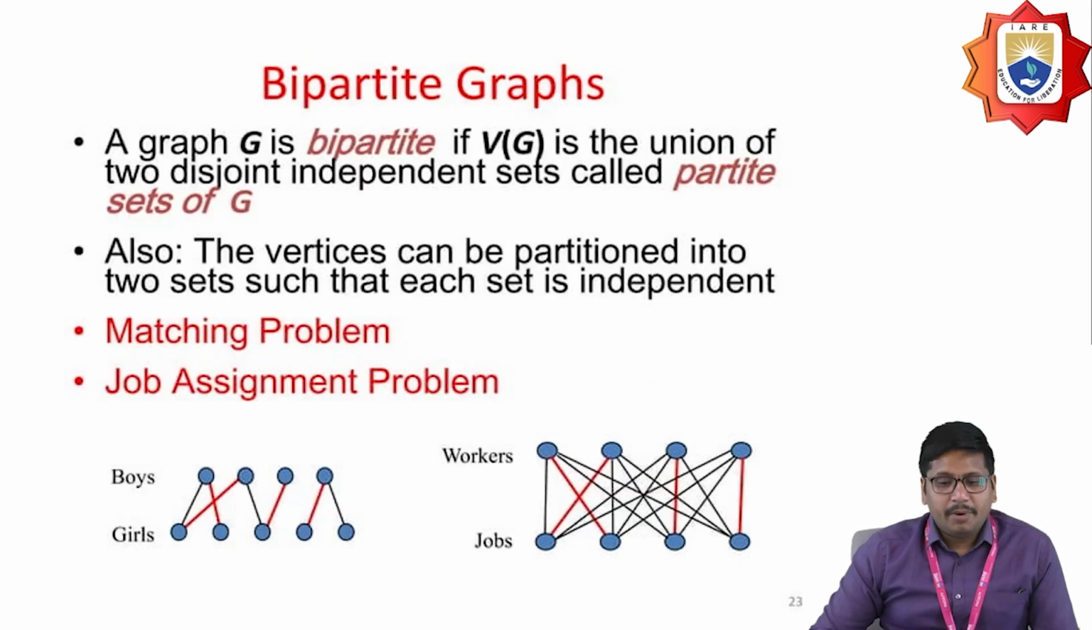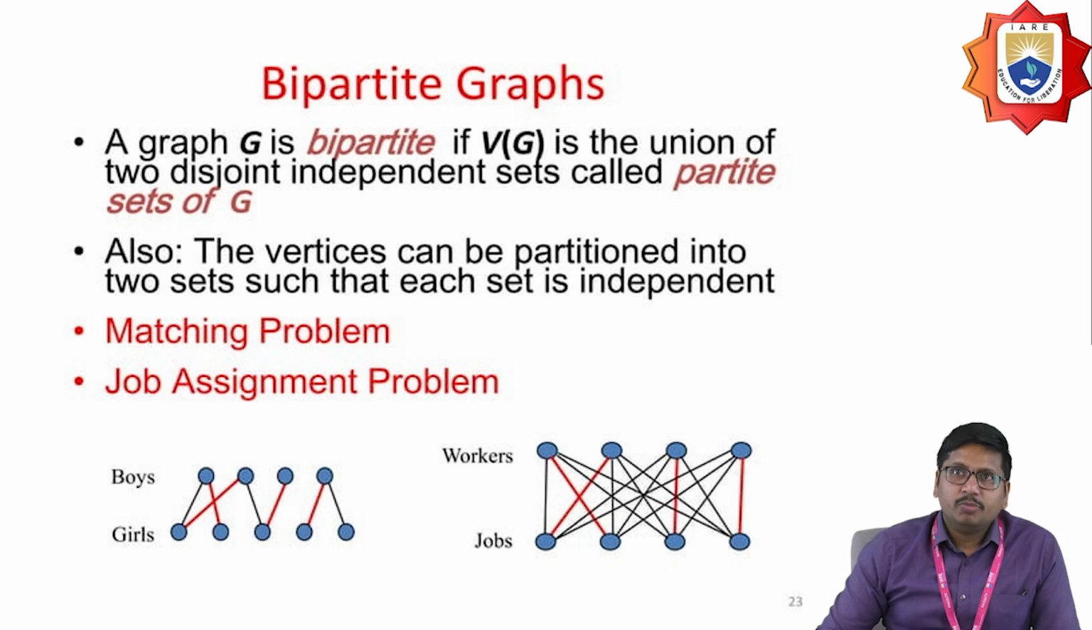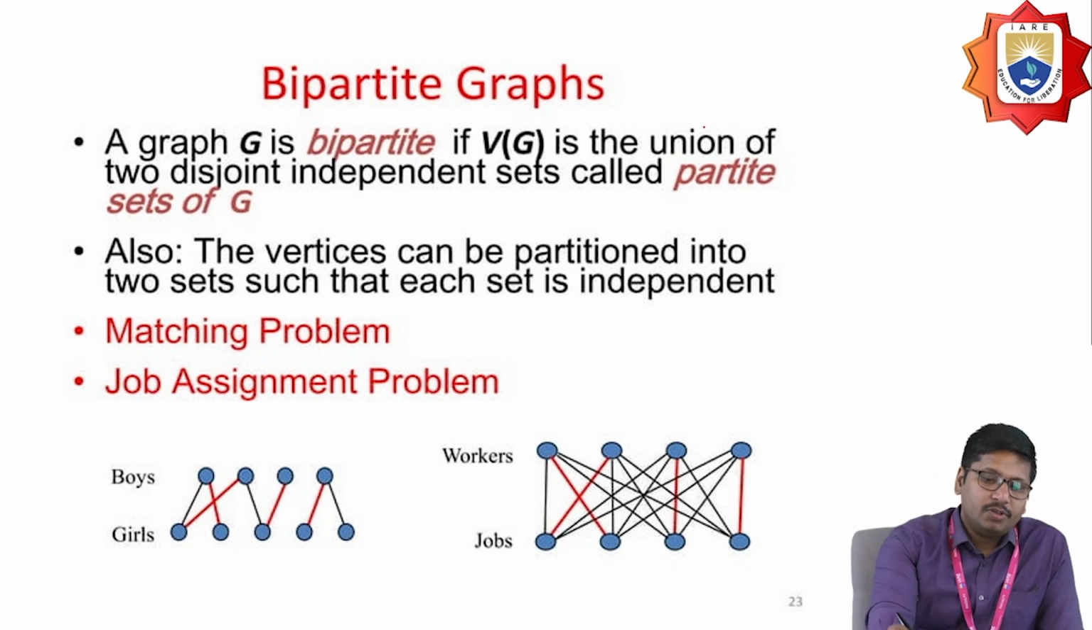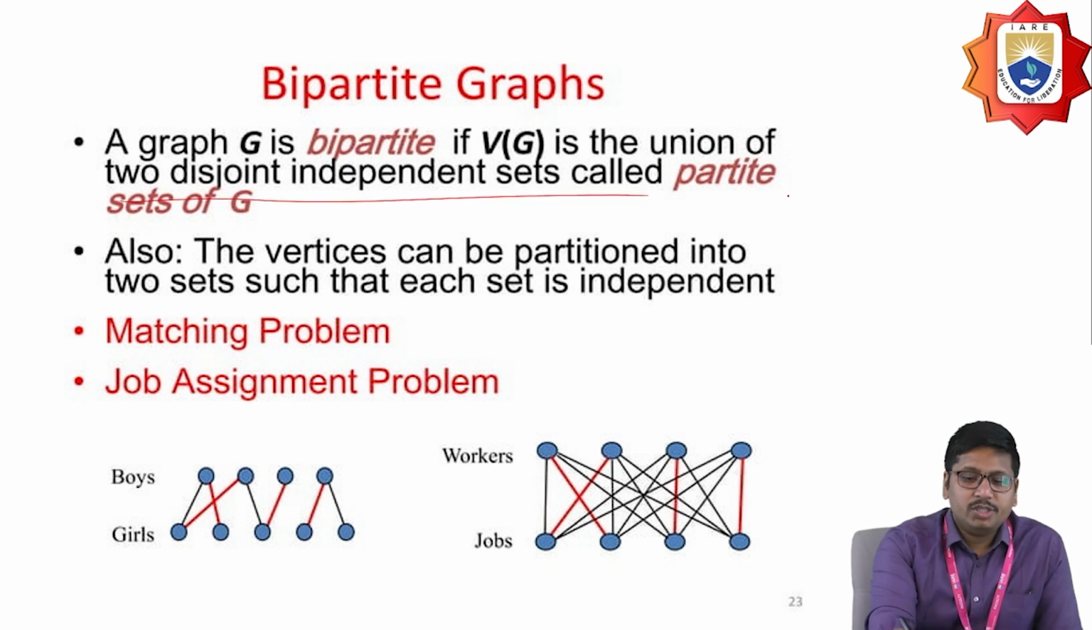And next one is the bipartite graph. So what is a bipartite graph? A graph is said to be bipartite if the vertex set of the given graph is the union of two disjoint independent sets. Those should be the partite sets of it. These vertices are partitioned into two sets such that each set is independent.